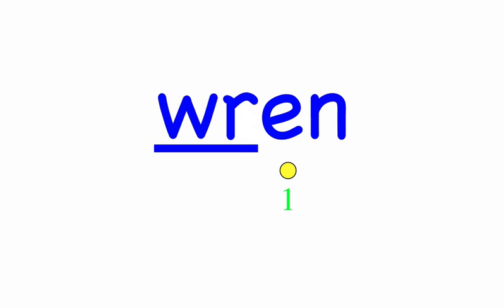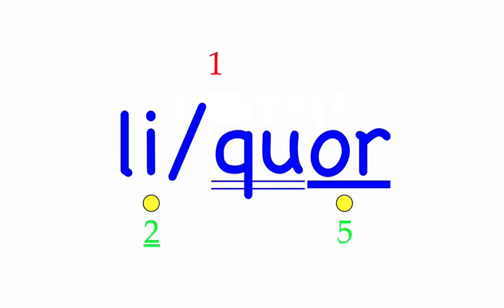Liquor. Liquor. The liquor store closes soon. Liquor. For spelling, pronounce it li-core. Li has two sounds, L, I. Core, two sounds, K, or. Liquor. Mark the word. Liquor. QU is representing its second sound here.